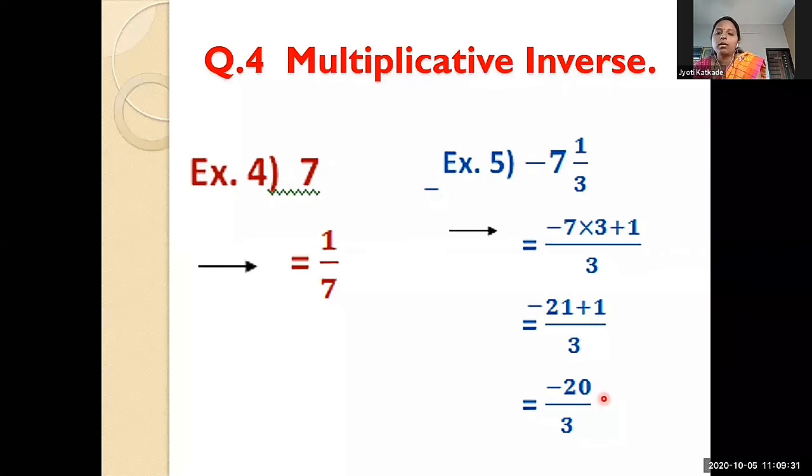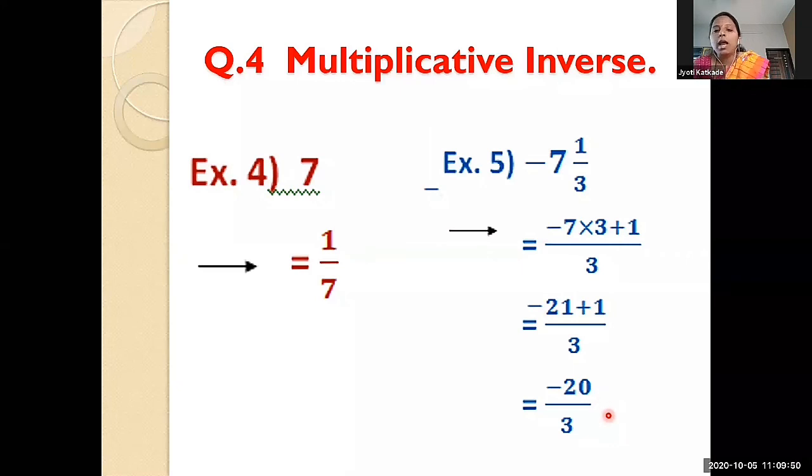One step is not there, but we have to take the reciprocal of this. -20/3, then we get 3/-20. This is the multiplicative inverse of -7 1/3, which is 3/-20.